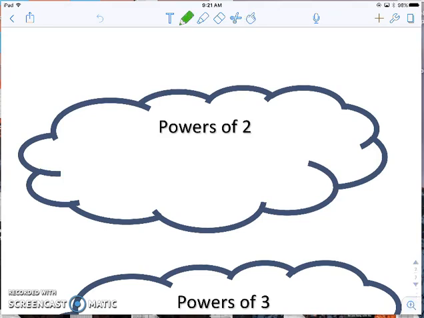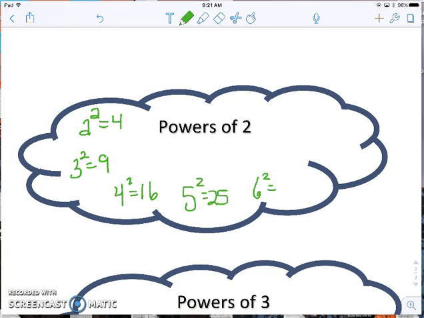So we're going to start today with reviewing some powers of 2. So let's see, 2 squared is 4, 3 squared is 9, 4 squared is 16, 5 squared is 25, 6 squared is 36, 7 squared is 49, 8 squared is 64, and I mean, we could go all the way. Let's say 12 squared is 144.